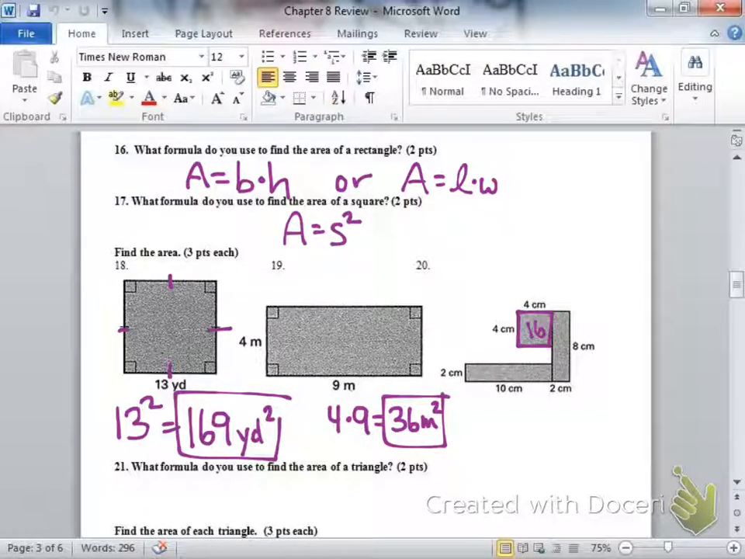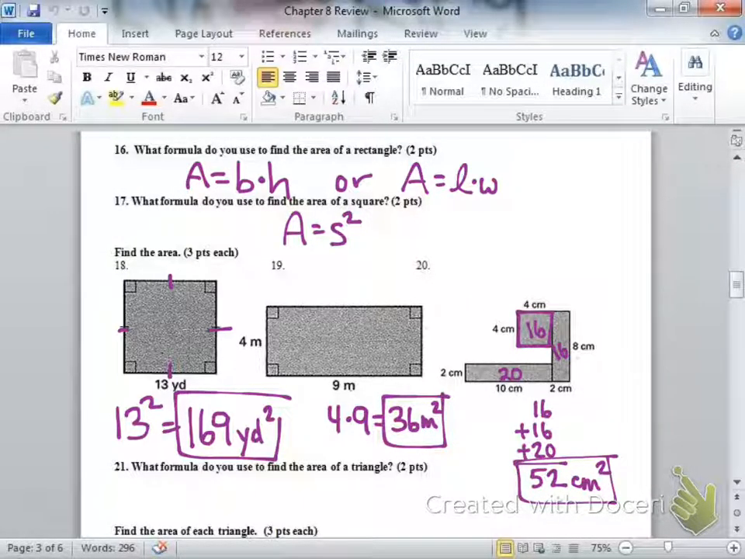Then we have that tall rectangle that's also going to be 16, right? Because it's 2 and 8. And then we have that bottom rectangle, that's going to be 20 because it's 2 and 10. So I need to add 16 and 16 and 20. 52 square centimeters. Awesome. Any questions? Squares and rectangles?